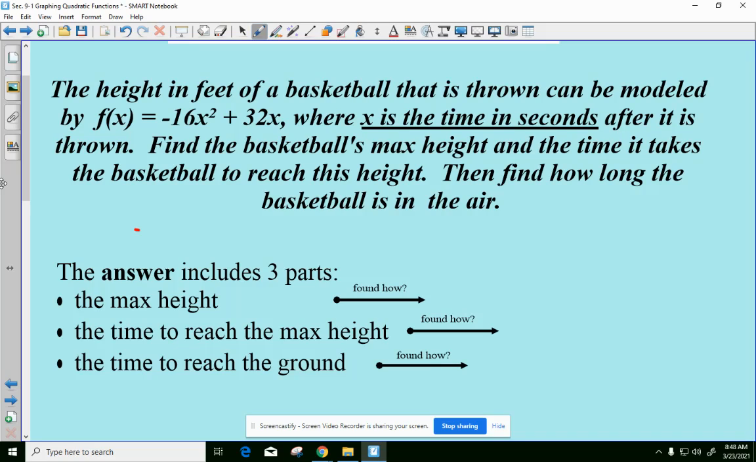I want to find the max height. Where am I going to find that? Yeah. Because when you find the axis of symmetry, what gets found? The vertex. Is that not going to be where you find the ball's max height? In fact, I would say that you're also going to find something else there other than just its max height.